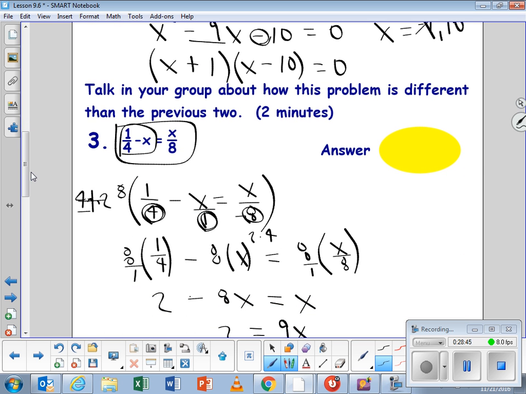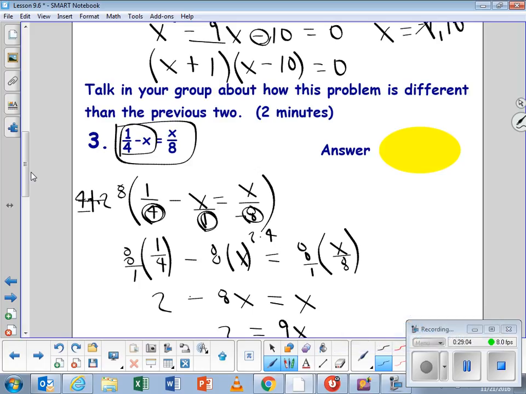So do we need to check? Do we need to bother checking our answer? Yes, you do. Yes, we do. Always need to check your answer, because I still could have a 0 in the denominator. I still could get into an imaginary situation. So you have to always check your answer.